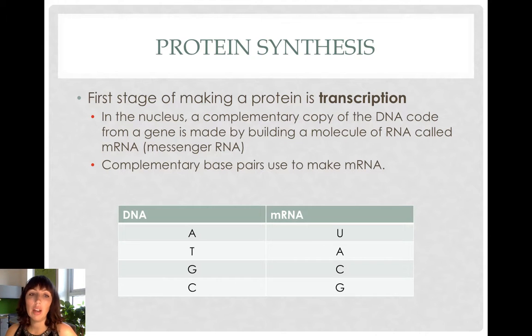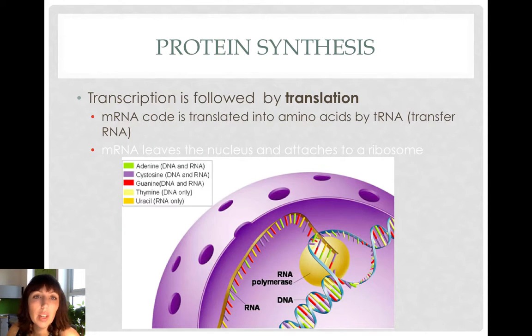So here you see this table showing the differences between DNA and mRNA. In mRNA, there is no T or thymine. It is uracil instead. So A binds with T in DNA, and in mRNA, A binds with U. So T is replaced by U. Okay, transcription is followed by translation.